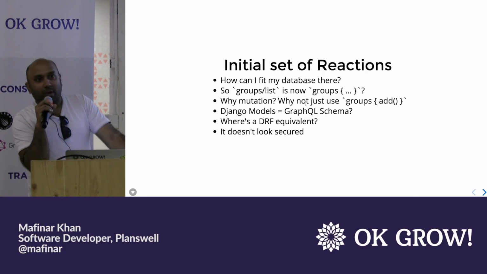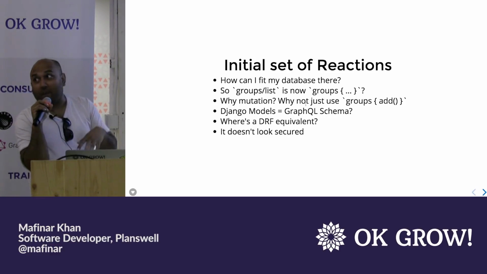So why do we have a separate mutation? Say you have a vehicle and you add a new vehicle, why not just use it as a query, for better readability? I mean, you have read and write, and you're allowed to do that because GraphQL doesn't know whether you're writing to a database or not. And then, how do I translate my database into a GraphQL schema?